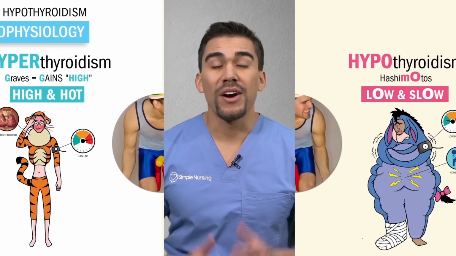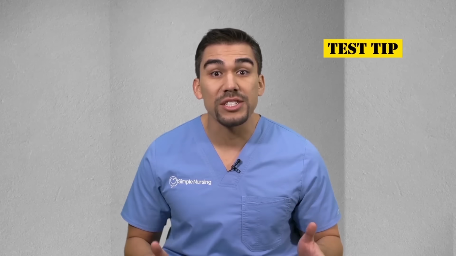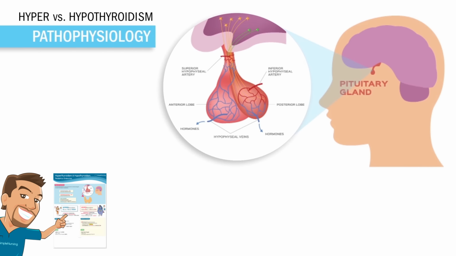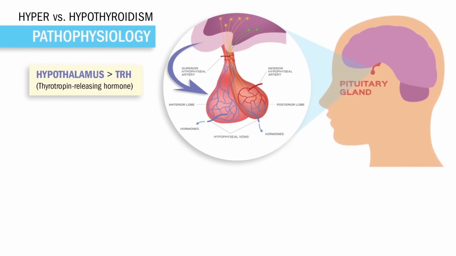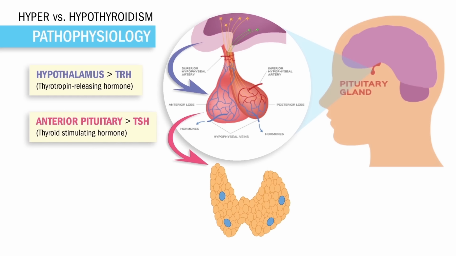All right, guys, now a little bit of pathophysiology that the NCLEX expects you guys to know. But let's be honest, the NCLEX is never going to ask you a direct question about pathophysiology. So as you know, just like all endocrine hormones, it's a big game of telephone, or dominoes, if you will. So the hypothalamus releases TRH, which then tells the anterior pituitary to release TSH, the thyroid stimulating hormone. And can you guess what the thyroid stimulating hormone does? Well, yes, guys, it stimulates the thyroid.